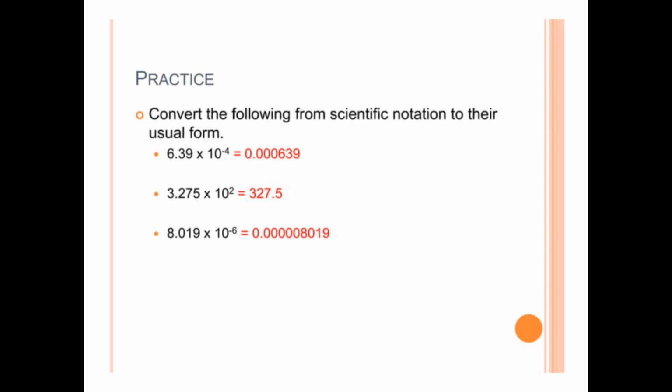If you convert the following from their scientific notation to their usual form, this is their usual form now. 6.39 times 10 to the power minus 4 is 0.000639. 3.275 times 10 to the power 2 is 327.5. We are saying 3.275 times 100, it will give you 327.5. Then 8.019 times 10 to the power minus 6, or times 1 over 10 to the power 6, will give you this value.